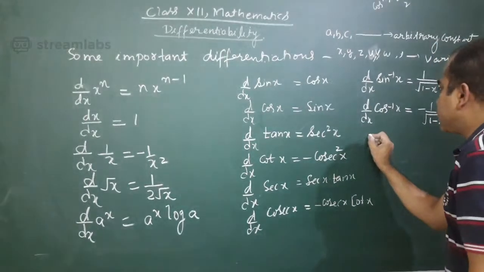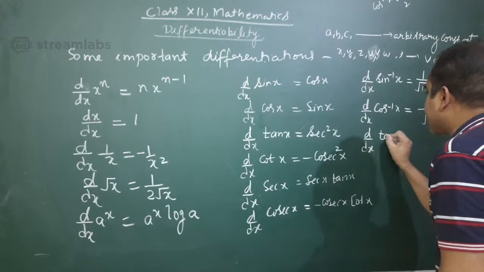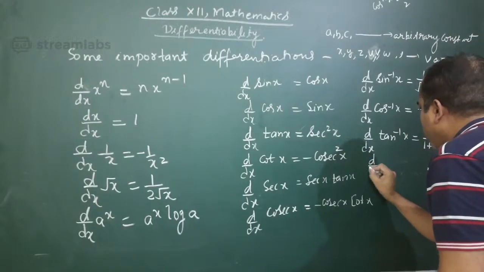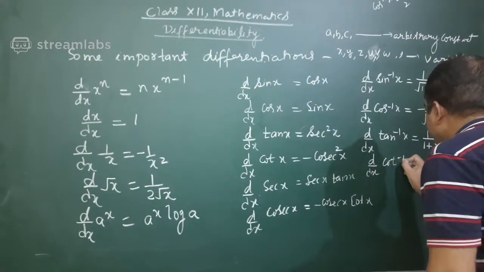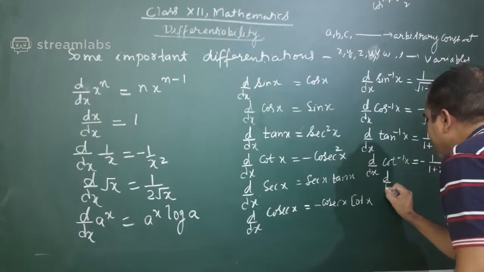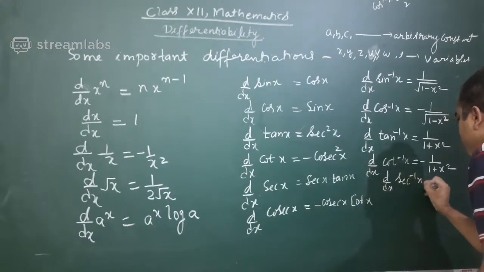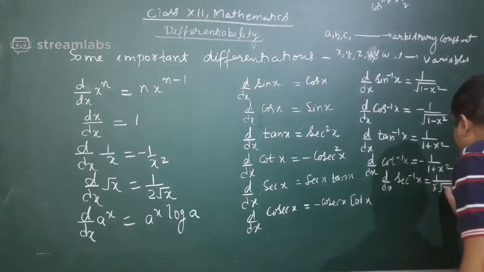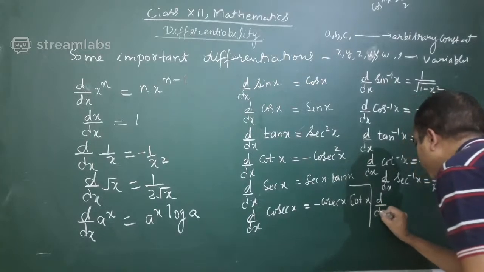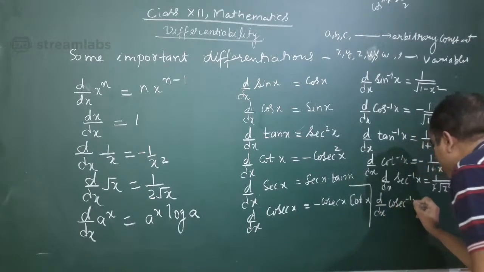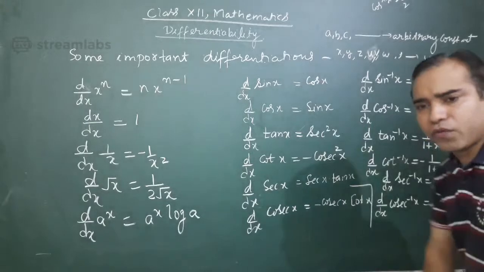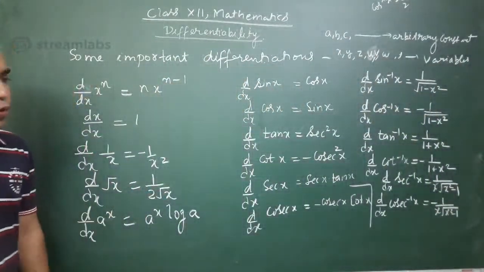And quite similarly, d upon dx of tan inverse x is 1 upon 1 plus x square. Cot inverse x differentiation is just negative of it, minus 1 upon 1 plus x square. Sec inverse x differentiation is 1 upon x root x square minus 1. And d upon dx of cosec inverse x is negative of it, minus 1 upon x root x square minus 1. Okay, fine. I hope it is very visible to you, right?